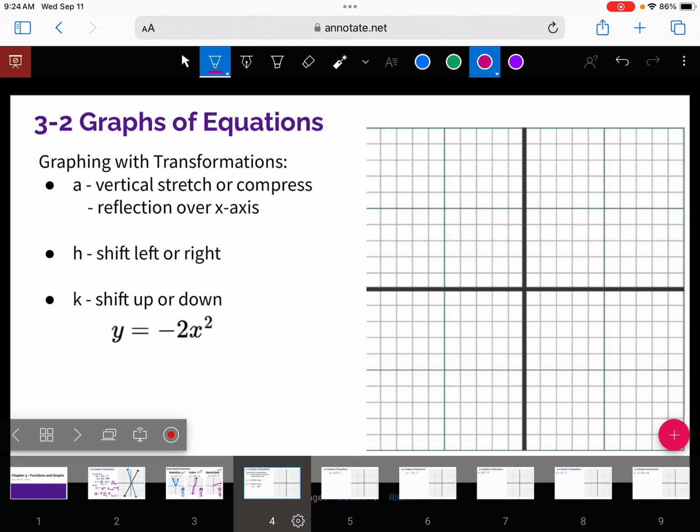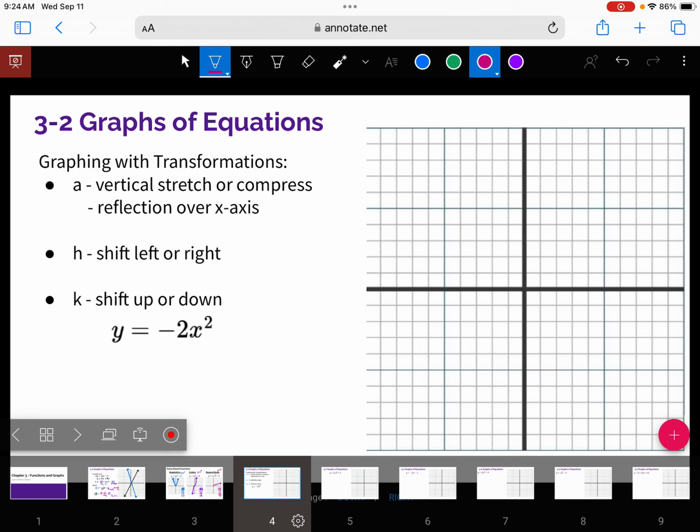If A is farther away from 1, it's going to be a stretch. If it is between 1 and 0, it's a compress, because it's little. They're so cute, I just want to squish them. They're compressed. If A is negative, that's when we have our reflection over the x-axis. It is important that we are specific that it's over the x-axis. We will get into other reflections.